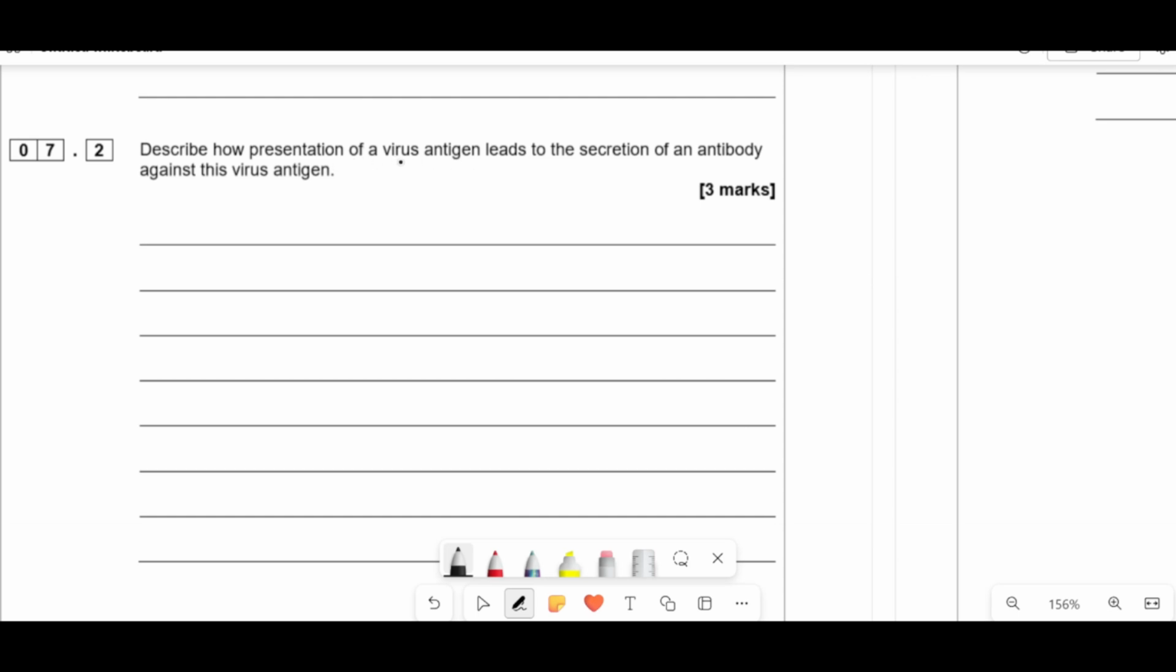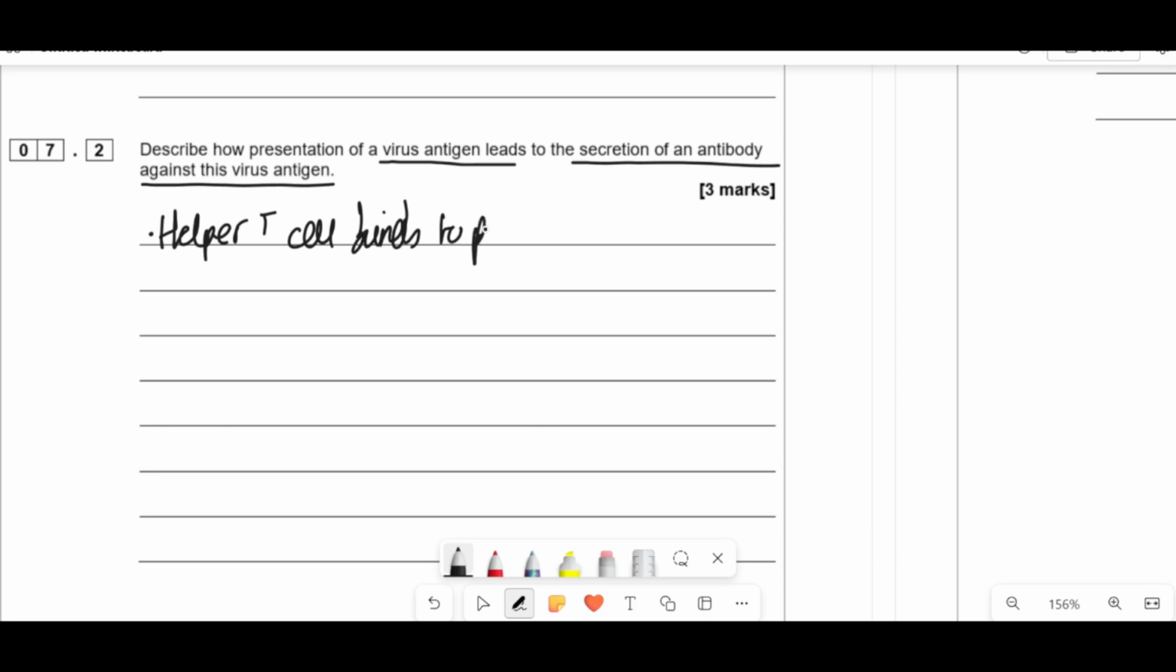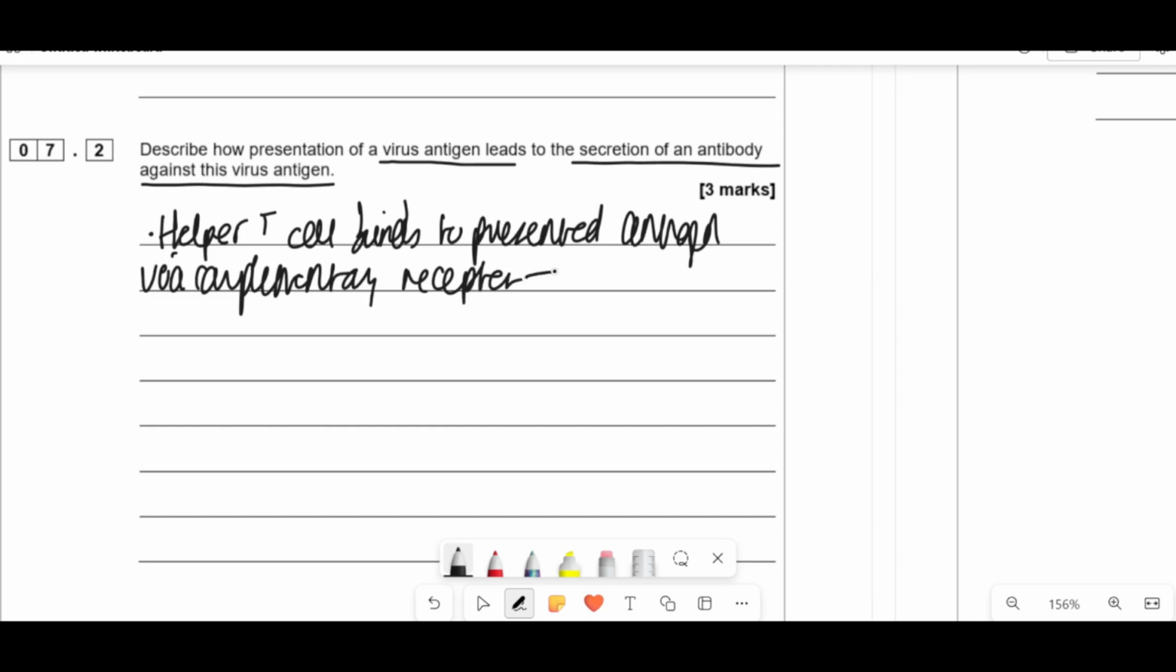So then it says, describe how presentation of a virus antigen leads to the secretion of an antibody against it. So lots of people just started talking about how it'd be presented, this and that, and then just fumbled and said a load of random rubbish. So presenting it, it's been presented. Who's it been presented to? So what happens is you've got a helper T cell binds to the presented antigen via a complementary receptor, and then it gets stimulated and releases chemical signals.